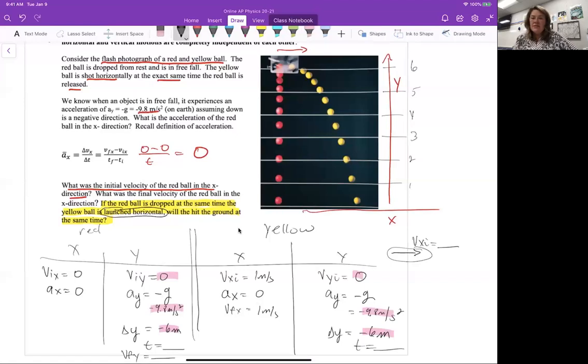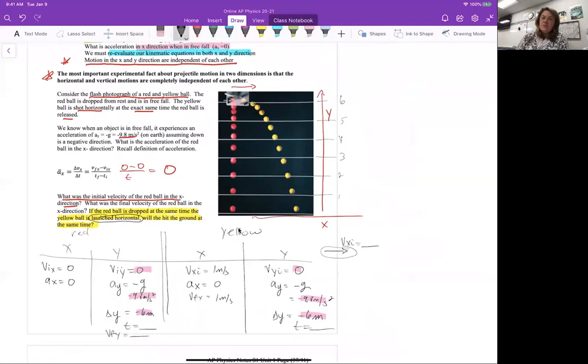Is that time going to be the same? Well, the 3 variables are the same. The amount of time that that yellow ball took to hit the ground is the exact same time that the red ball took. And that's the reason why: because its initial velocity in the y direction is the same, it's experiencing the same amount of acceleration in the y direction, negative g, and it fell the same height.